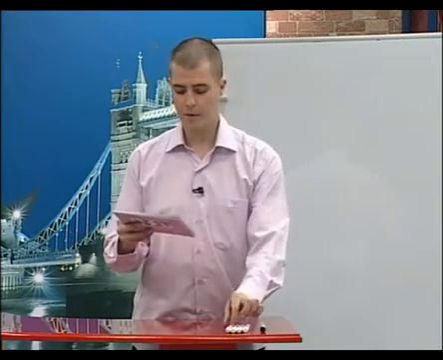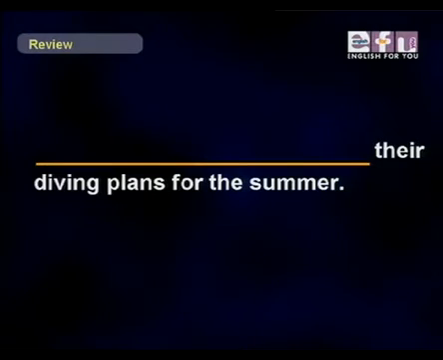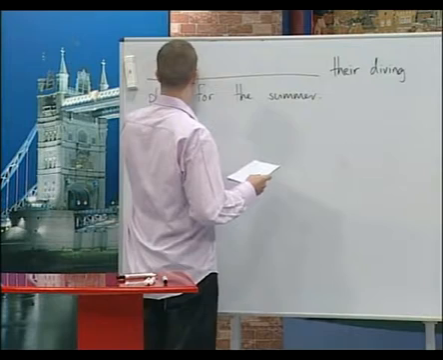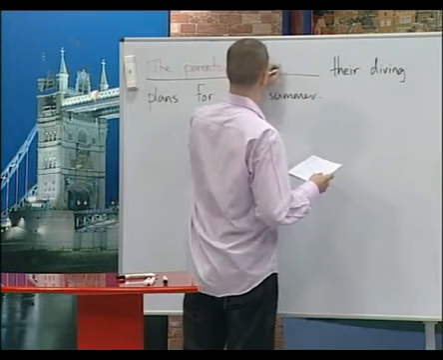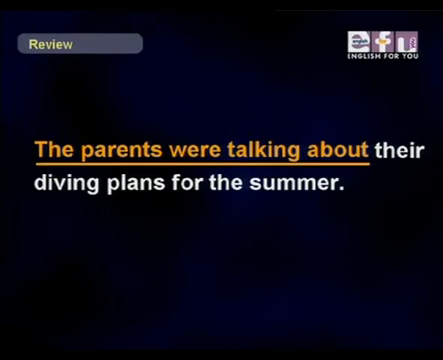Now let's do an exercise with inseparable phrasal verbs. I'm going to give you the end of a sentence, and I want you to begin it with an appropriate subject and phrasal verb. Lewis, you can go first. Their diving plans for the summer. Okay, what do you think? Parents were talking about their diving plans for the summer. Okay, the parents were talking about their diving plans for the summer.